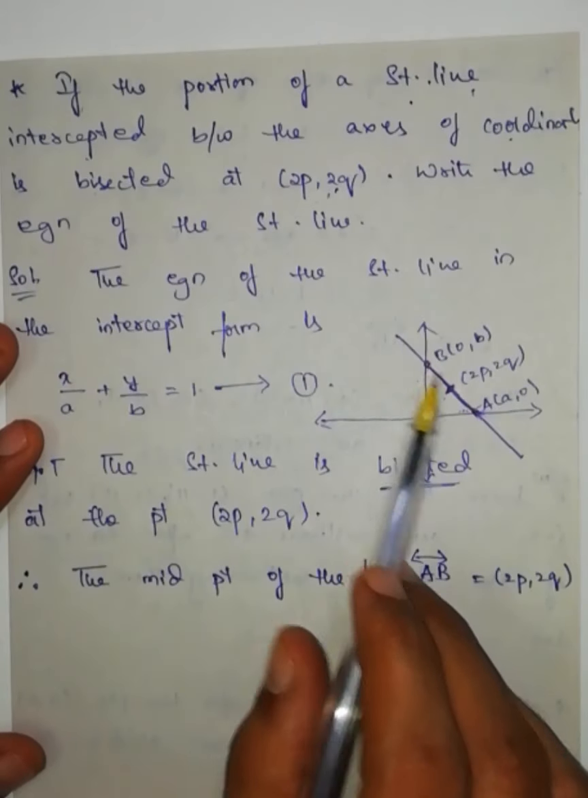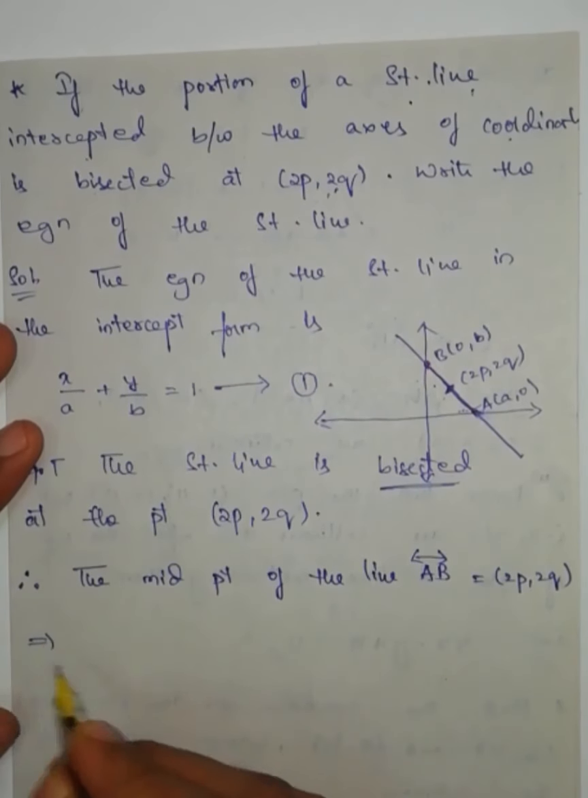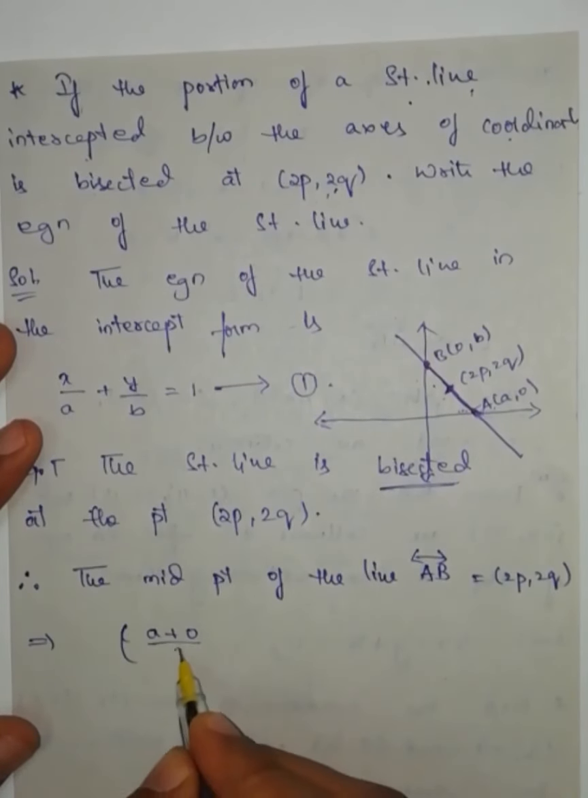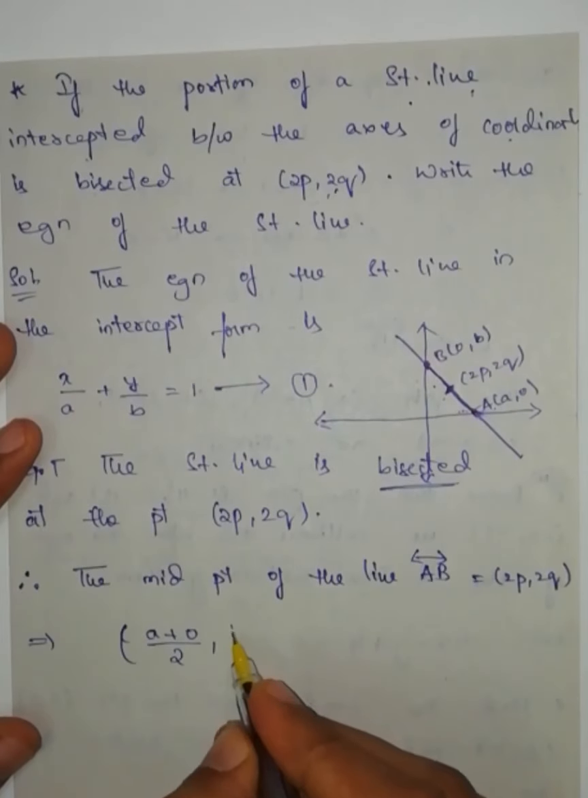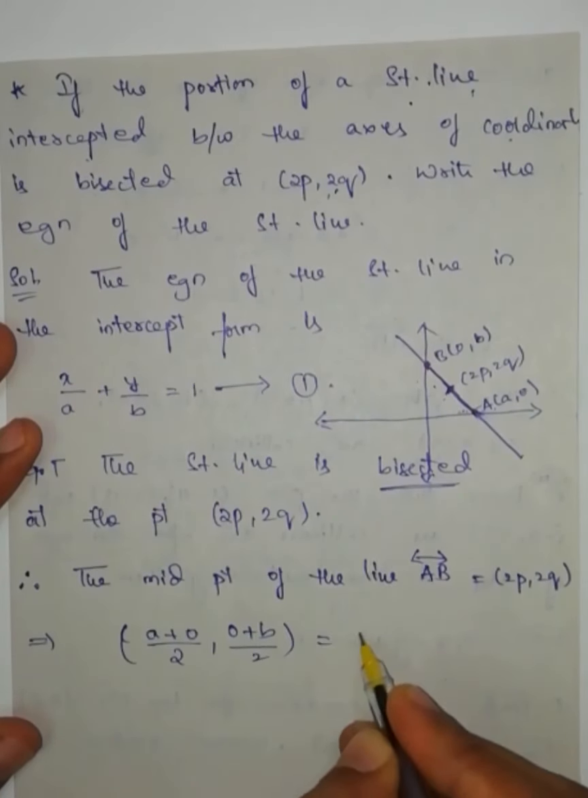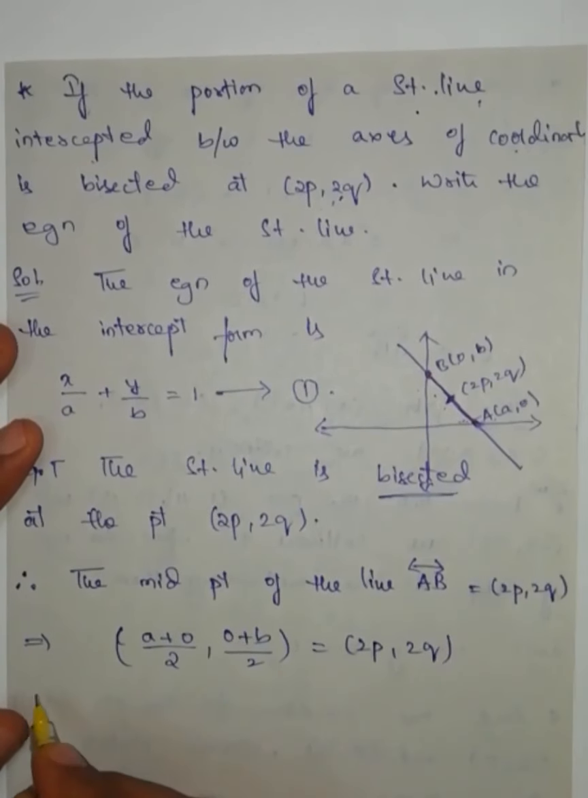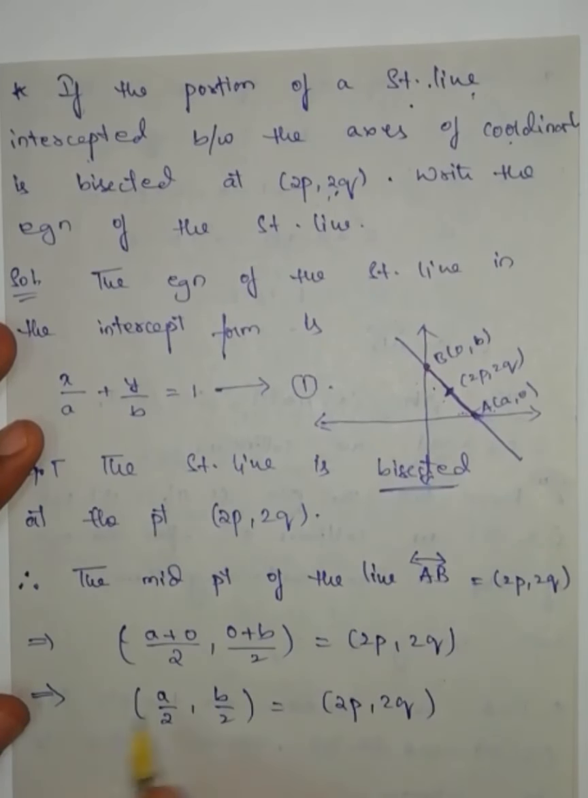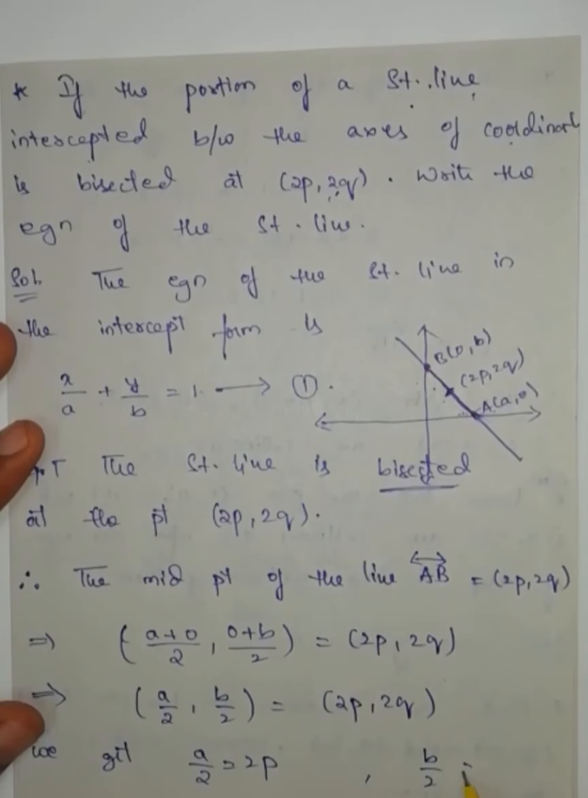Now what is the midpoint formula of AB? This implies a plus 0 by 2 comma 0 plus b by 2 is equal to 2p comma 2q. This implies a by 2 comma b by 2 is equal to 2p comma 2q. Now comparing both, we get a by 2 is equal to 2p, b by 2 is equal to 2q. This implies a is equal to 4p, b is equal to 4q.